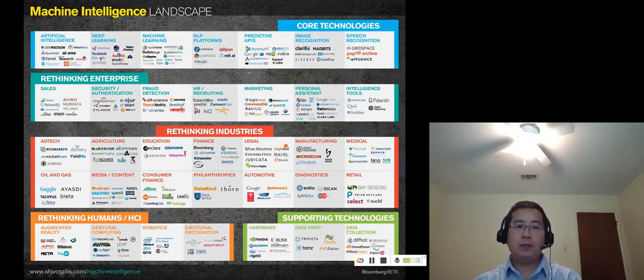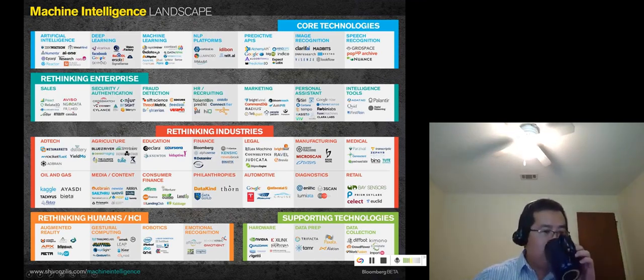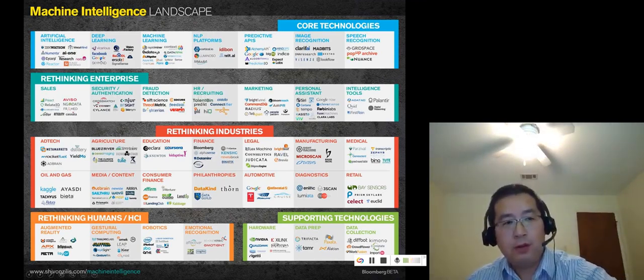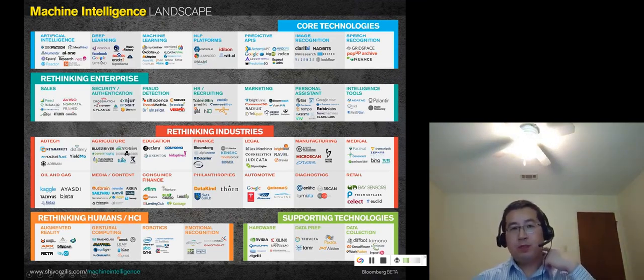And then we have something built on top of these things. We have rethinking enterprise sales. That means rethink. That means AI will reform these fields. For example, enterprise sales, security and authentication, and fraud detection. Right? Like when we use credit cards, they can detect fraud. Okay, HR and recruiting, marketing, and personal assistants. Okay, important, like Siri.